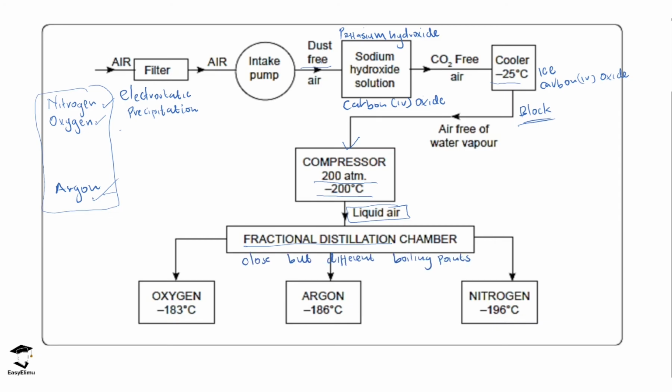So in this case, the liquid air contains oxygen in liquid state, argon in liquid state, and nitrogen in liquid state. And all of these solutions are miscible, but they have different boiling points. So this liquid air is heated slowly. After it's heated slowly, nitrogen is the first to be distilled off because it has the lowest temperature, followed by argon, and then followed by oxygen.